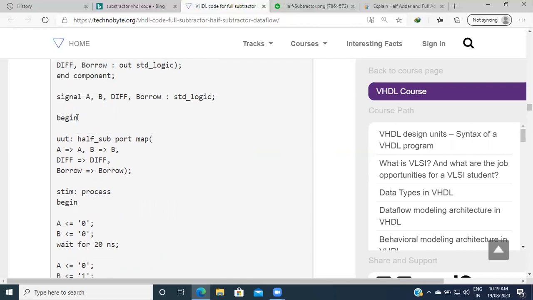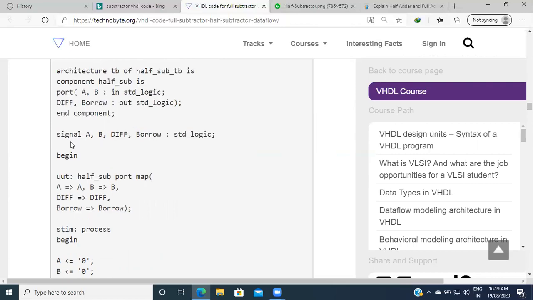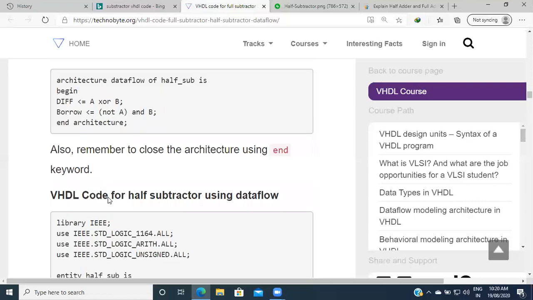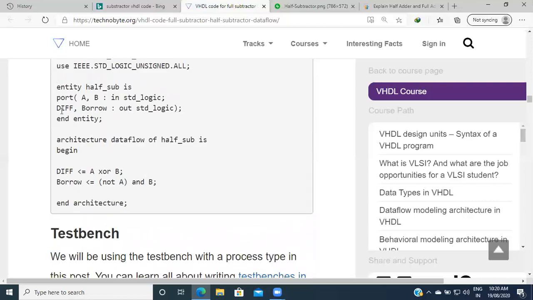In that process form we start with the begin, then UUT, that is the half subtractor port map, or how that port mapping can be done. So A is assigned the value of A, B is assigned the value of B, and DIFF is assigned the value of the difference, because here the two ports are there. The difference is also present on the output side. Here the output is, we are obtaining the difference.